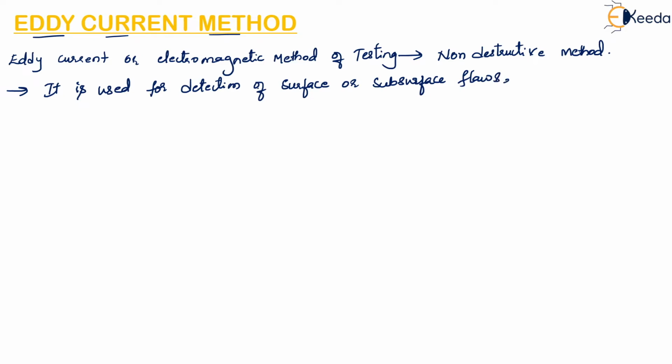It is also used to detect the conductivity of a component, or the conductivity measurement of a component. Then coating thickness measurement. So if a component is coated with some other metal, then the thickness of that coating can be measured with the help of this eddy current technique.